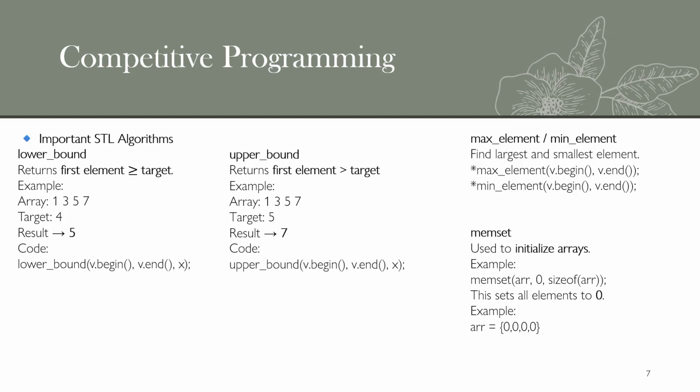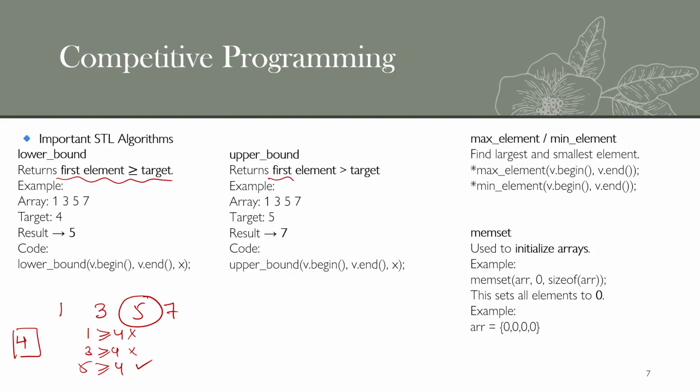Now, important STL algorithms. First is lower_bound. It returns the first element greater than or equal to the target. 1, 3, 5, 7, and the target is 4. What do you think? Is 1 greater than or equal to 4? No. Is 3 greater than or equal to 4? No. Is 5 greater than or equal to 4? Yes. And this is the first element. So this will be the lower_bound.